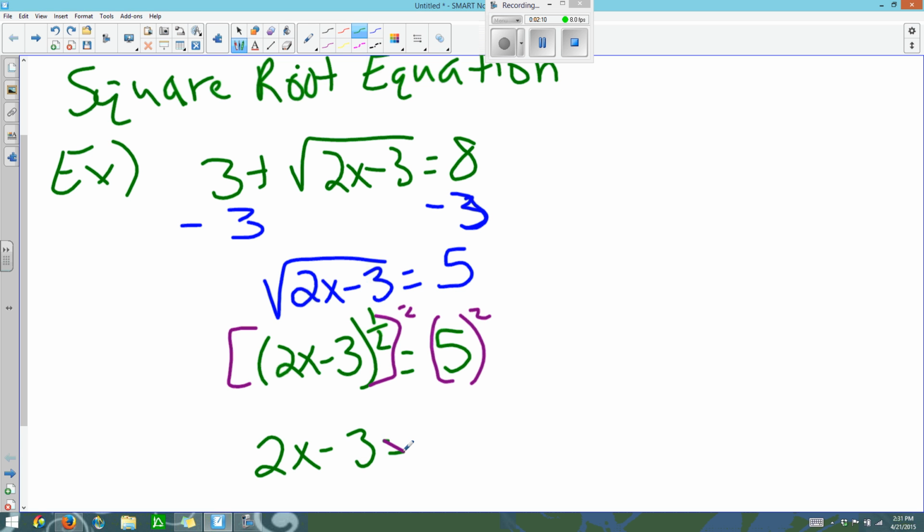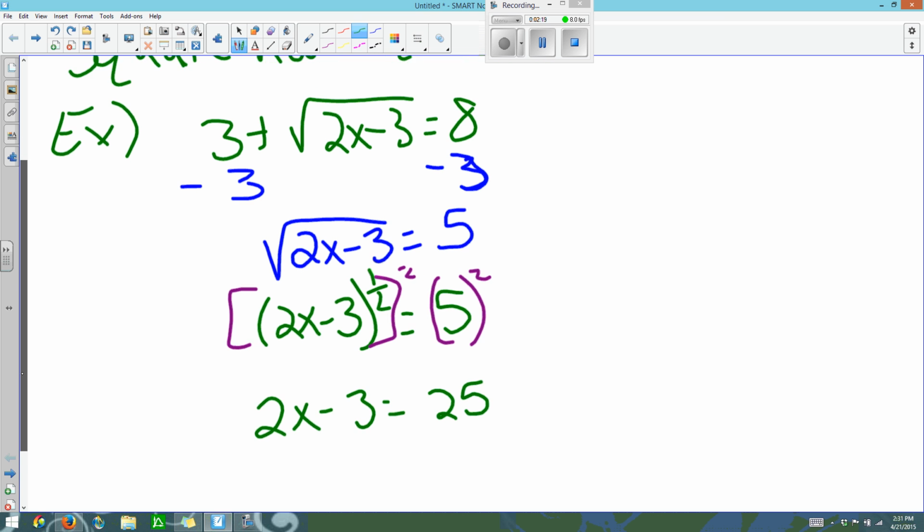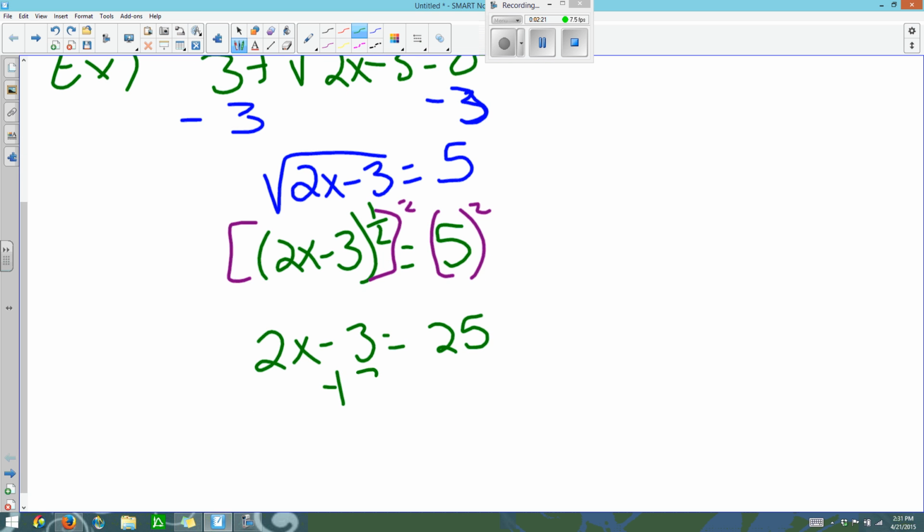Okay, and I'm left with, on the right, 25, because 5 squared is 5 times 5, which is 25. Then I'm just going to add 3. I'll have 2x equals 28, which is x equals 14, since you divide both sides by 2. Okay?